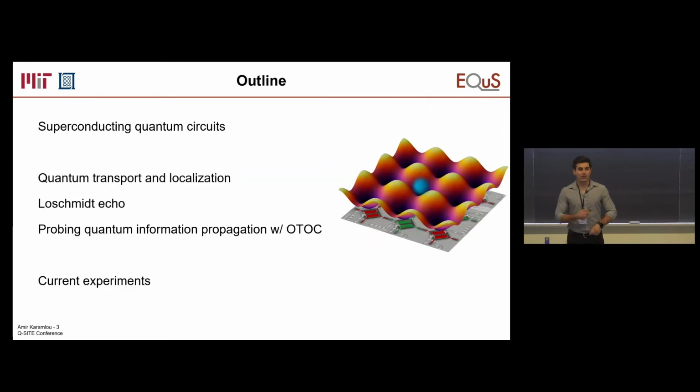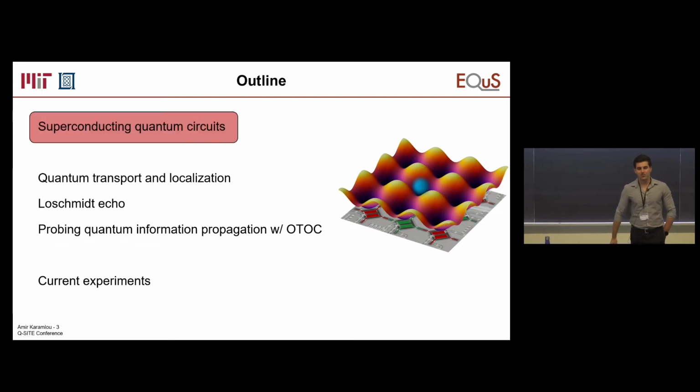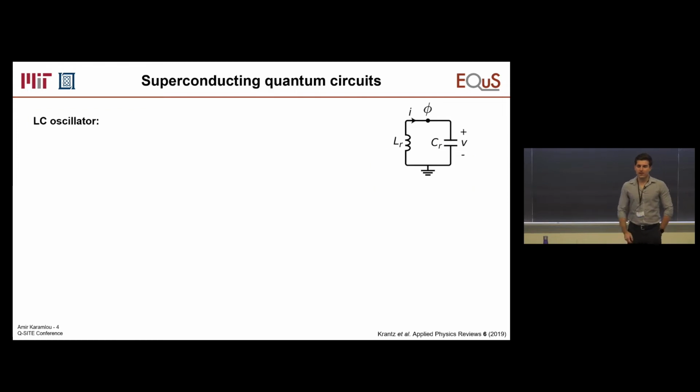Okay, so my outline of the talk will be as follows. First, I'll talk a little bit about what superconducting quantum circuits are and how we build superconducting qubits. Then I'll talk about some of the quantum simulation results that we've had in our lab. And if time permits, which it probably will not, I'll tell you a little bit about the way forward and our current experiments. So with that, let's get started on superconducting quantum circuits.